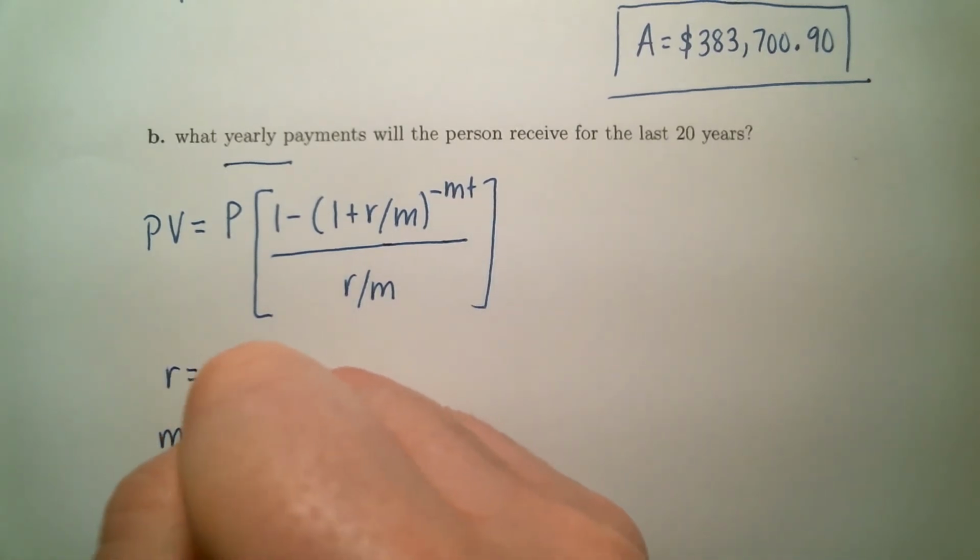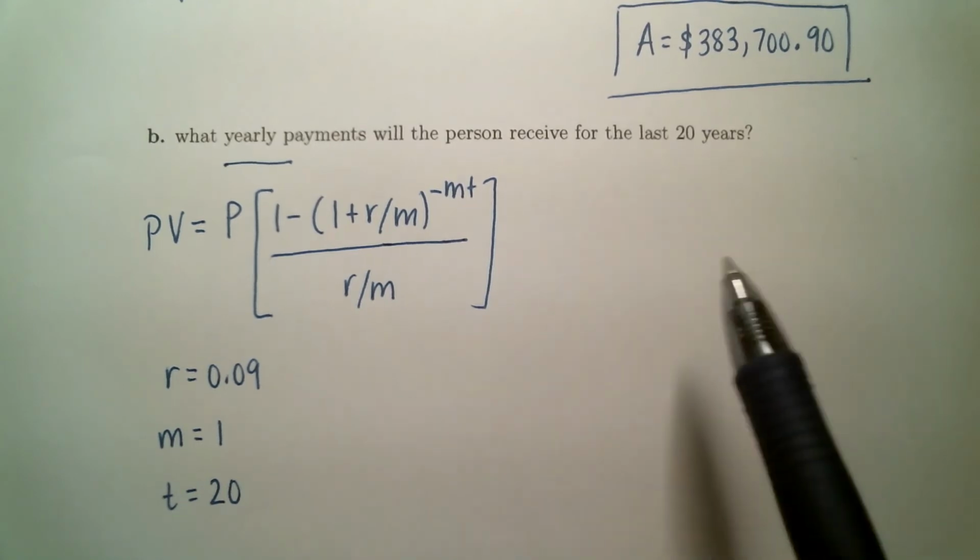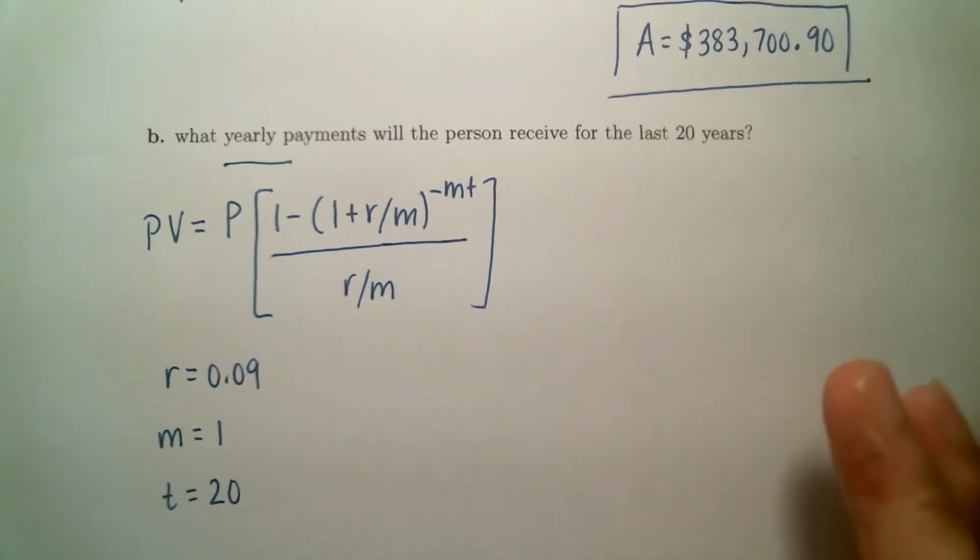Time is 20 years, not because part A was 20 years, but because both segments of this problem happen to involve 20 years. In part A, he was saving money over a 20-year period. Then he retires and he's withdrawing money for the next 20 years. You could have had a problem where it was a different period of time for part B, so just be aware of that.